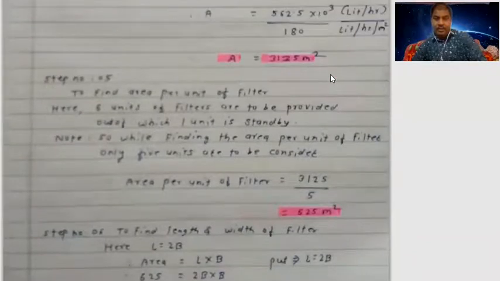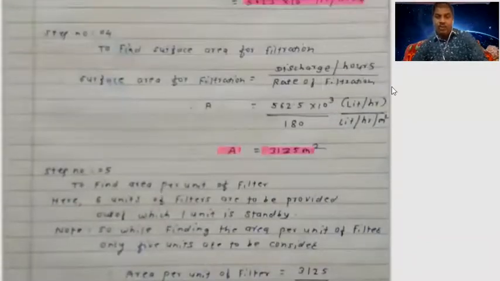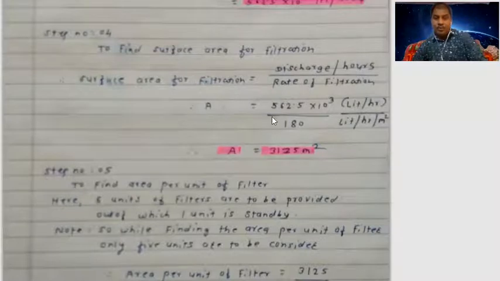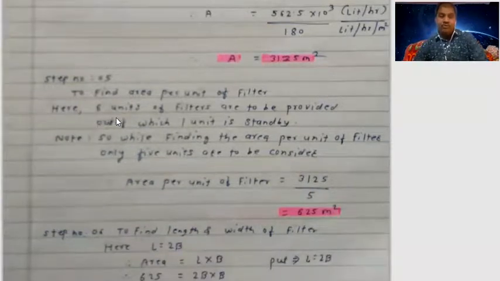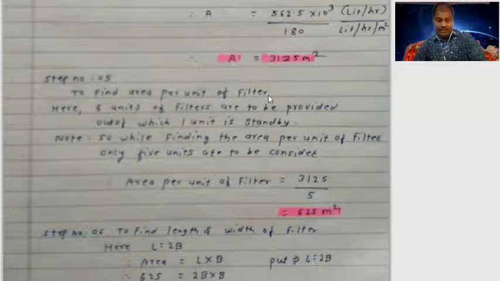Putting the values in the formula, surface area equals 562.5 into 10 to the 3, the discharge in liters per hour, divided by 180 liters per hour per square meter. By solving the equation, we get surface area for the filtration equal to 3125 square meters.